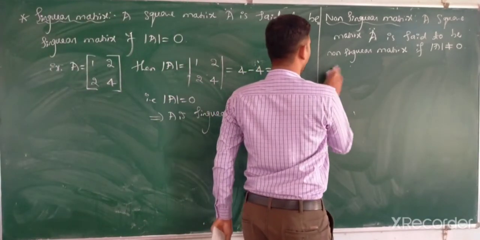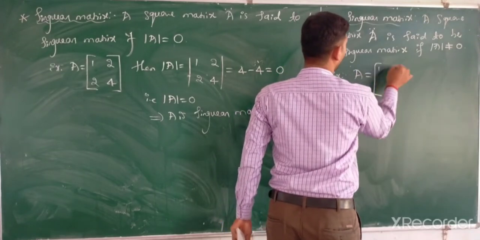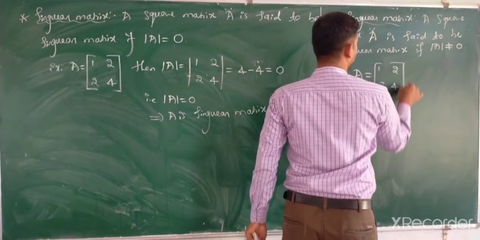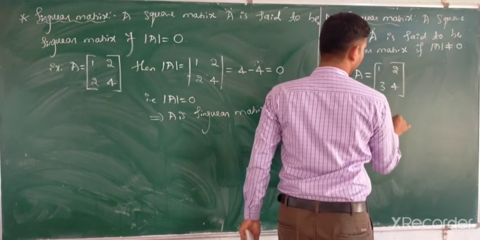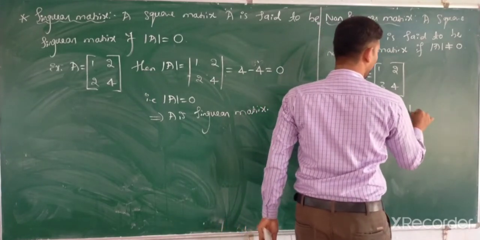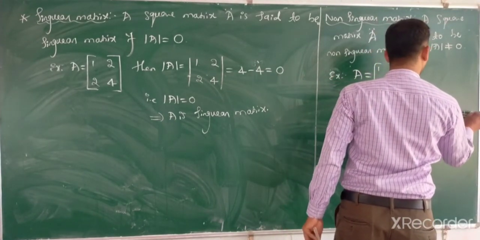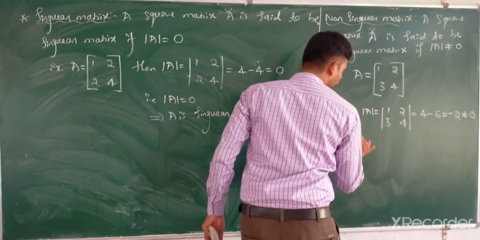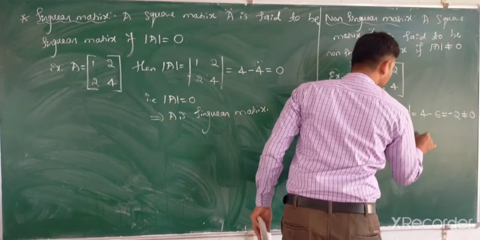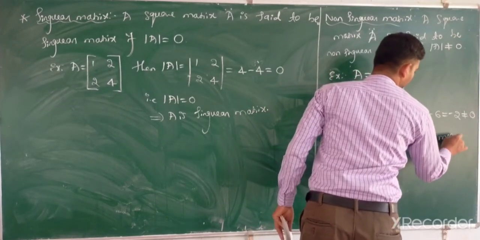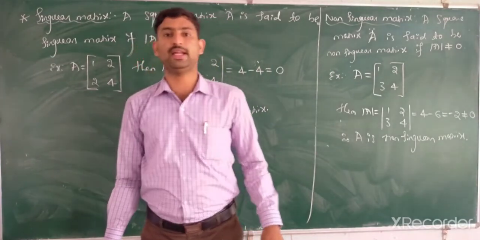That is, for example, A is equal to 1 2 3 4. Then determinant of capital A is 1 into 4 minus 3 into 2, which is nothing but 4 minus 6, which is minus 2, not equals to 0. Therefore A is non-singular matrix. Dear students, those two definitions are very important for 1 mark category.